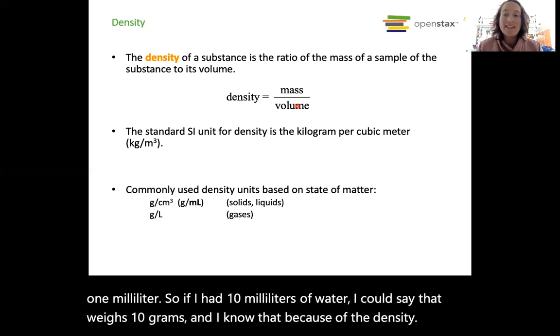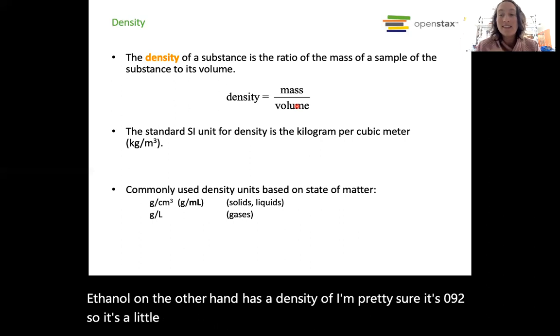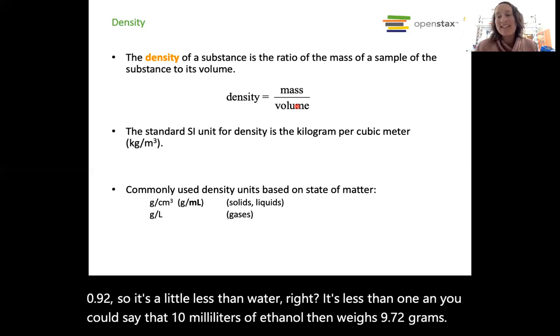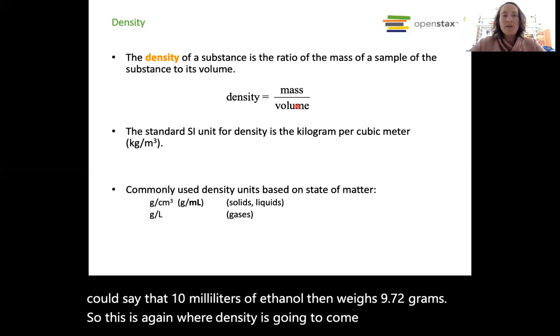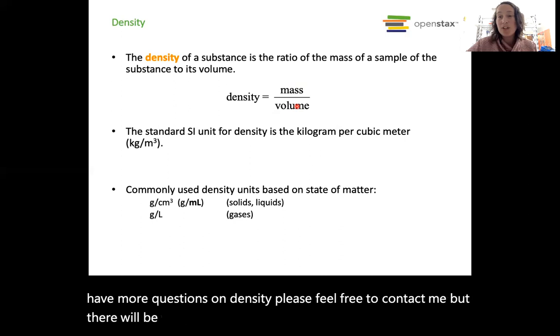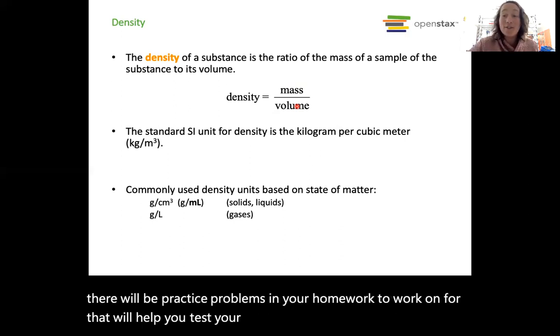Ethanol, on the other hand, has a density of, I'm pretty sure, 0.92. So it's a little less than water, right? It's less than 1. And you could say that 10 milliliters of ethanol then weighs 9.72 grams. So this is, again, where density is going to come into play. If you have more questions on density, please feel free to contact me. There'll be practice problems in your homework that will help test your understanding of density.